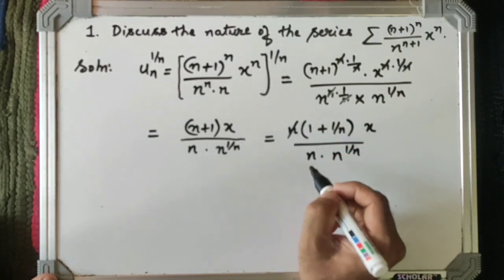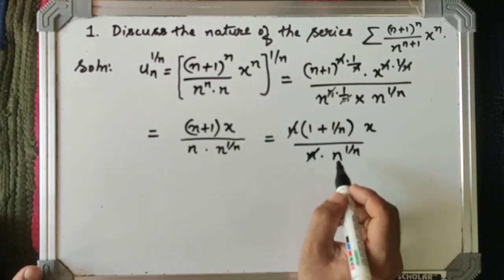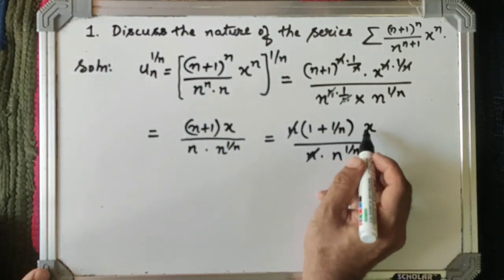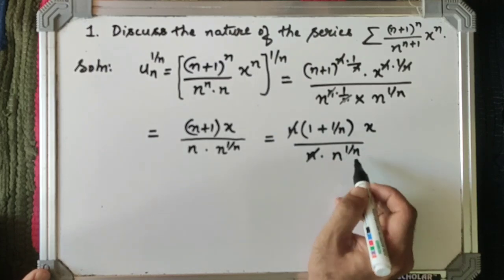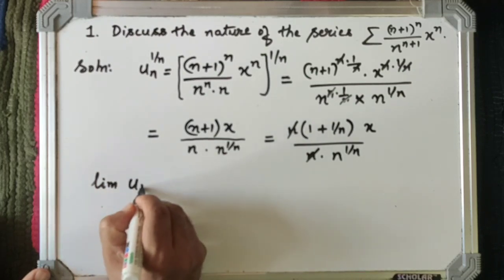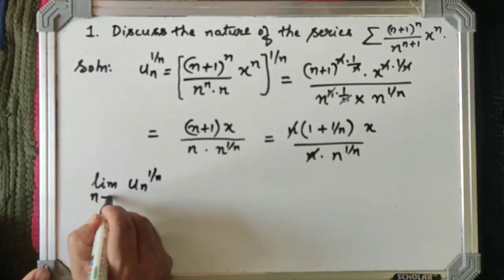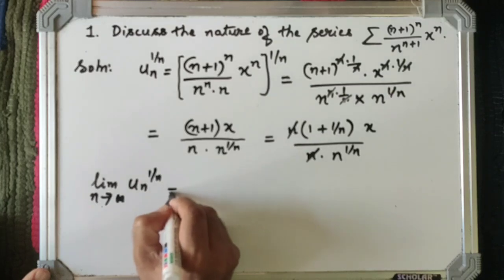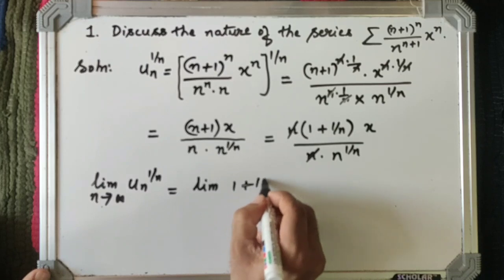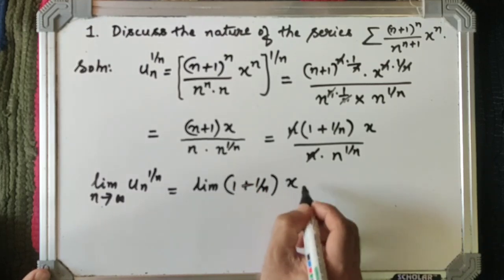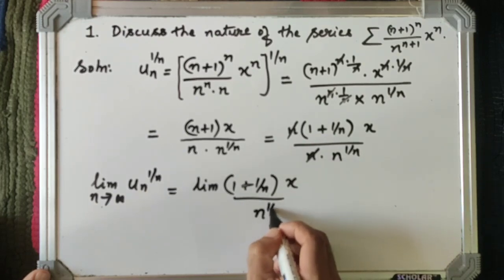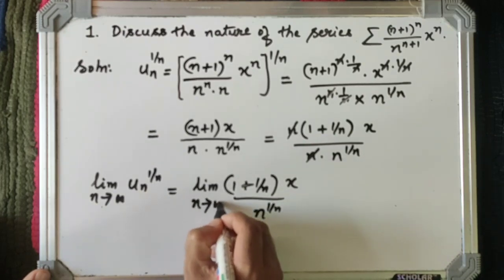So we can cancel this n. So finally we got un power 1 by n is equal to (1 plus 1 by n) into x divided by n power 1 by n. Let us take the limit of un power 1 by n as n converges to infinity, which is equal to the limit of (1 plus 1 by n) into x divided by n power 1 by n as n converges to infinity.